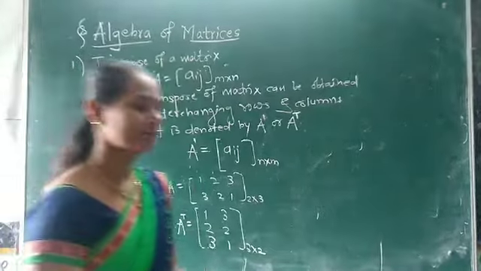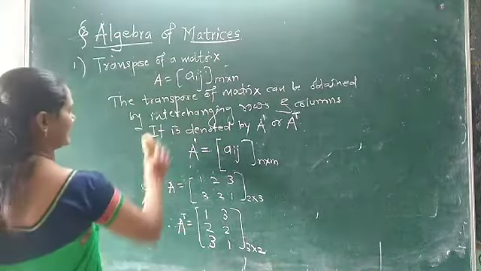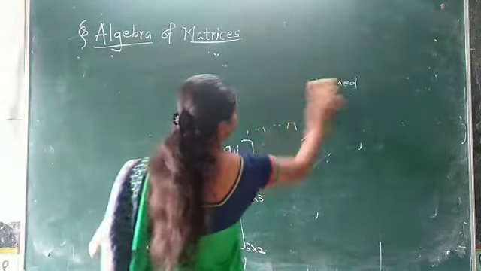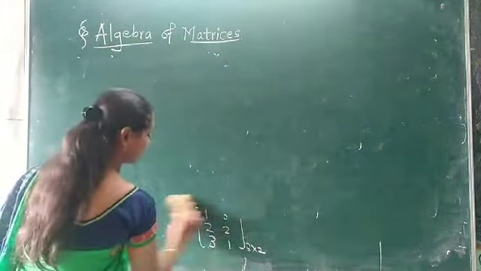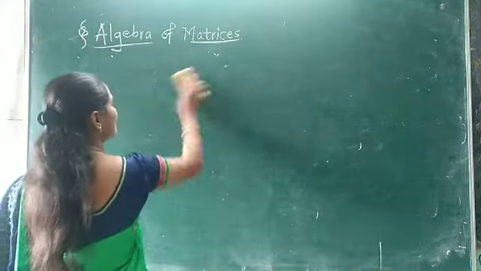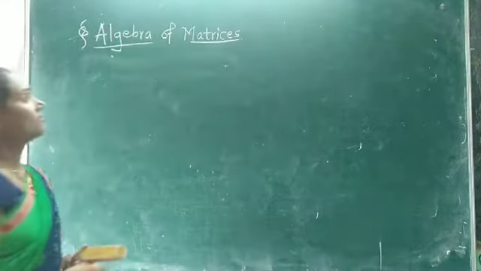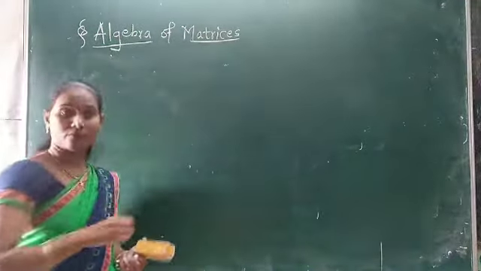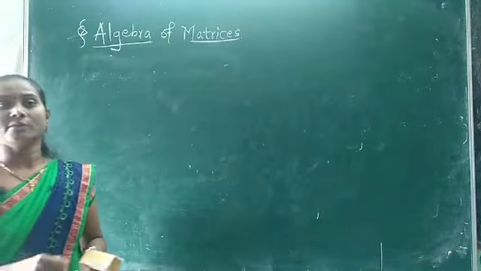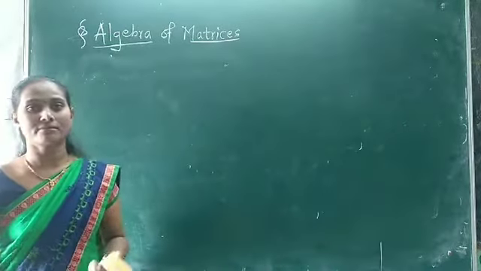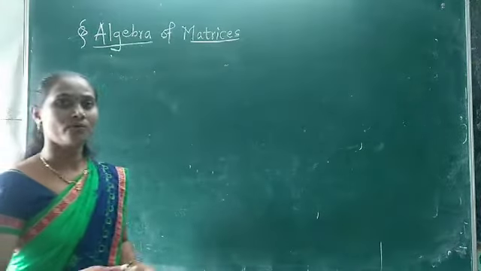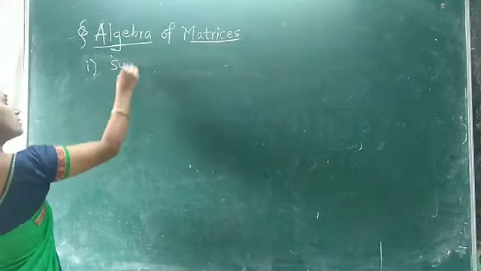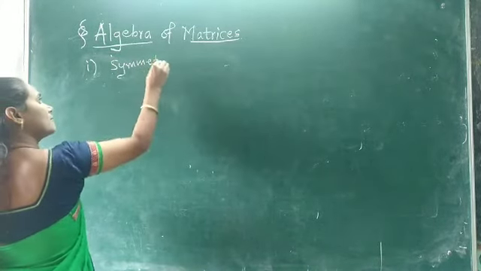Now what is the second point? That is the symmetric matrix, and next the skew symmetric matrix. In the exam a question will be asked to find the values of unknowns given in the matrix, if the given matrix is symmetric or skew symmetric. First of all we see what is meant by symmetric and what is meant by skew symmetric. So first we see the symmetric matrix.